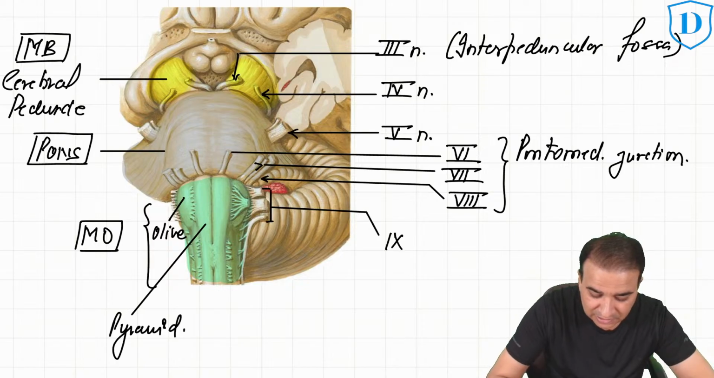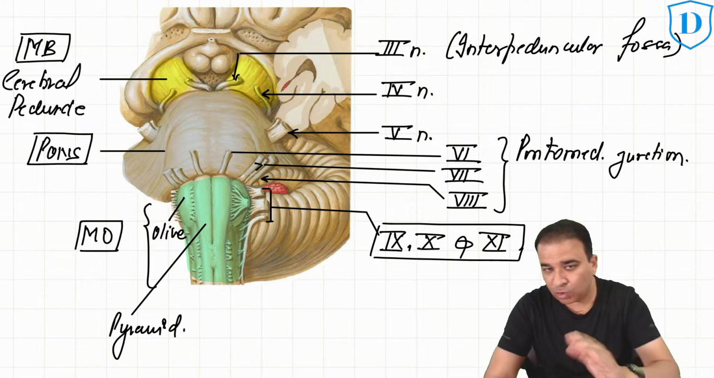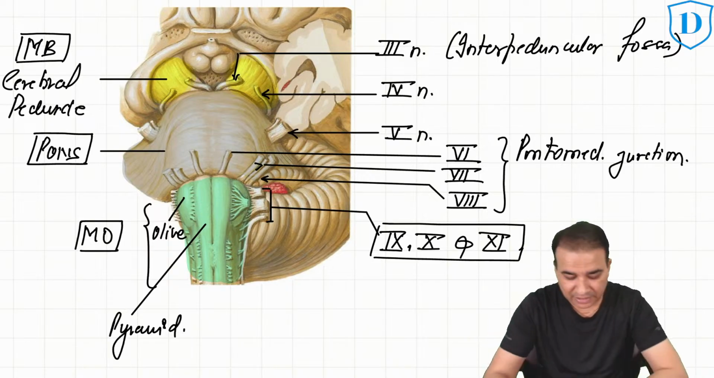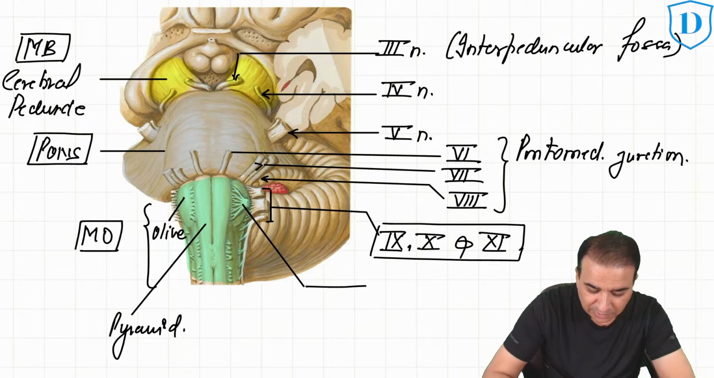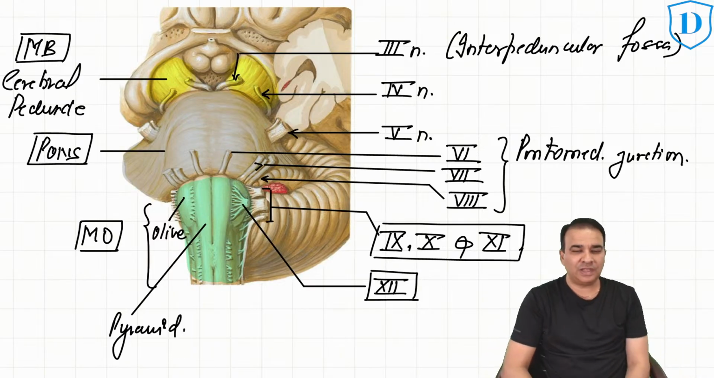that is the 9th, 10th and 11th nerve. The 9th, 10th, 11th nerves can be seen coming out just lateral to the olive, posterolateral. And the only nerve that you see coming out between the pyramid and olive is the hypoglossal nerve. The single nerve you see between the pyramid and olive is the hypoglossal nerve.